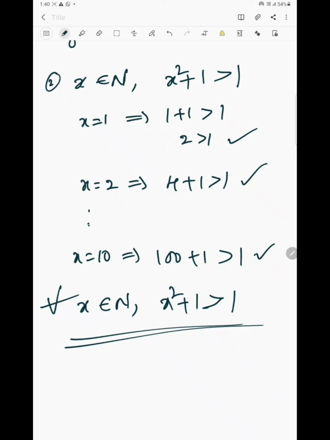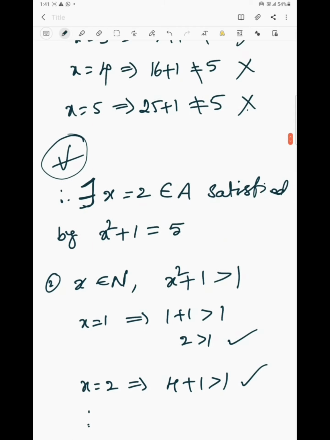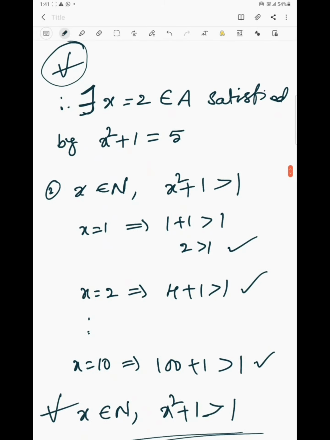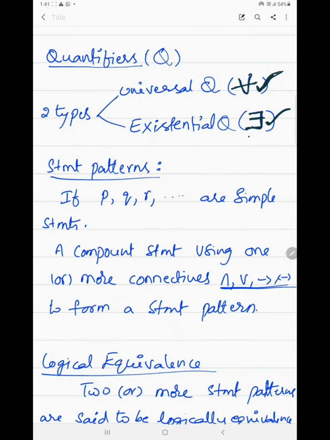So now you observe the difference between for all and there exists. There exists means it has to take at least one value. For all means it should be satisfied by all the values. Got it? Yes, very good. So this is about quantifiers.